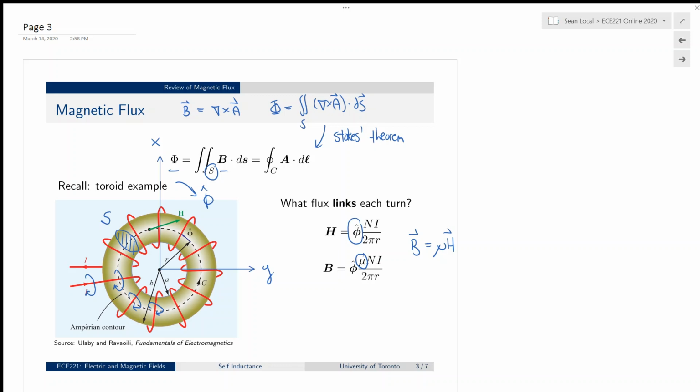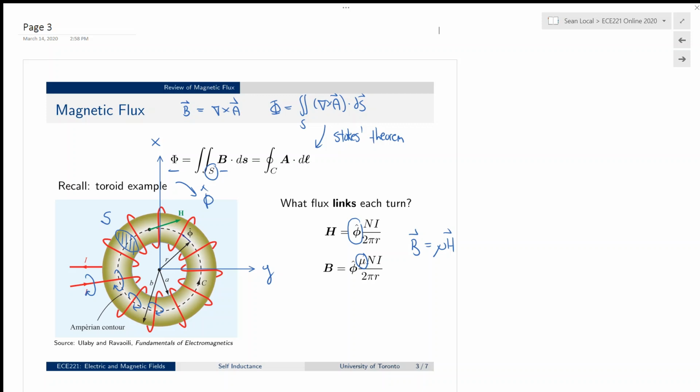And you can see that the B field here, or the H field, is normal to that surface S. So it would be fairly easy then for us to carry out this surface integral B dot dS, because we have an expression for B. And if we know how B varies across S, then this surface integral can be carried out. We can begin to answer what flux links each turn of our coil.